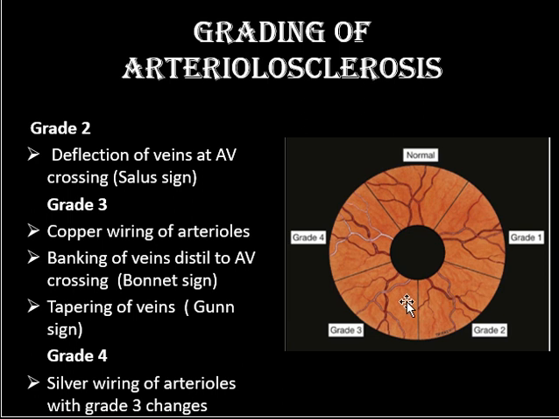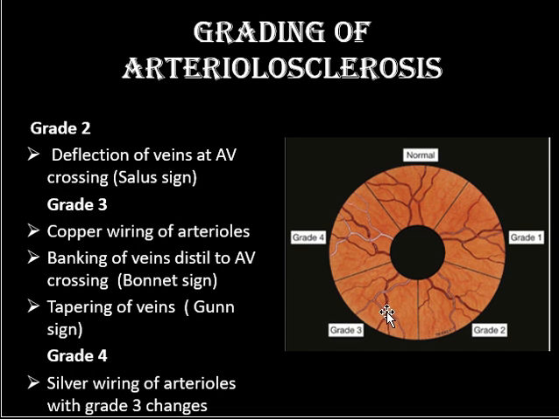The third grade is the copper wiring. Copper wiring of the arterioles is actually the early sclerosis of the arterioles that leads to the change in the color of the arterioles, and this is known as copper wiring. And then there is banking of the veins distal to the AV crossing. This is known as bonnet sign.